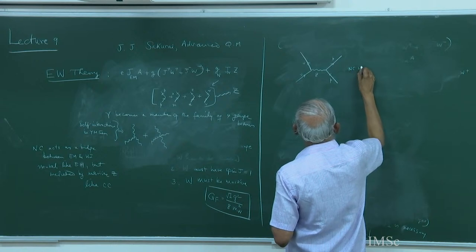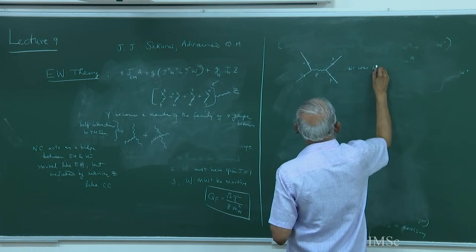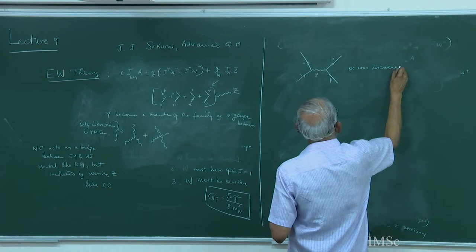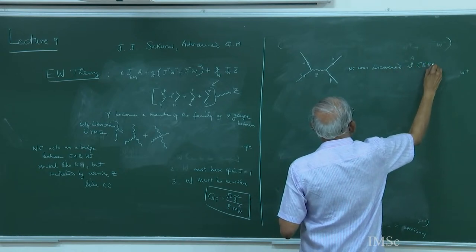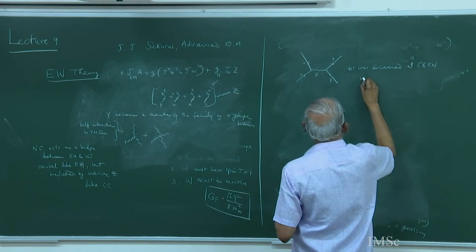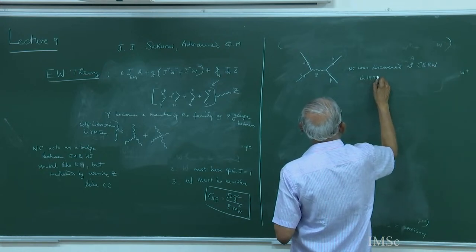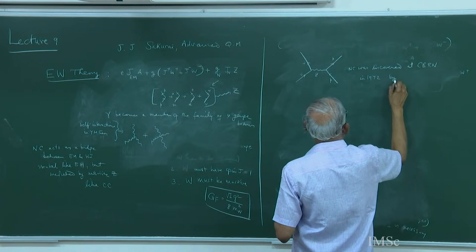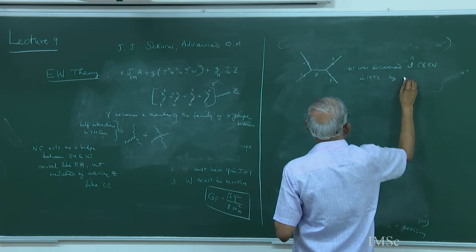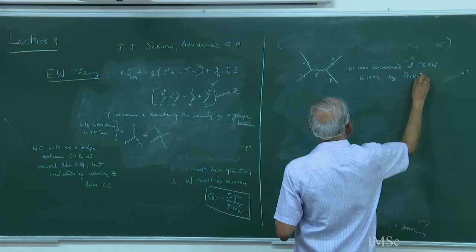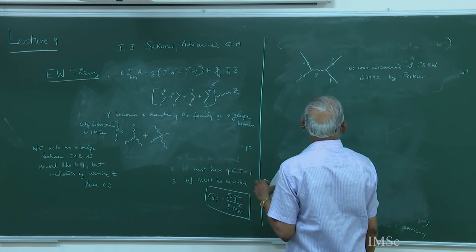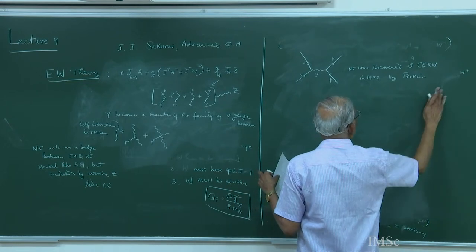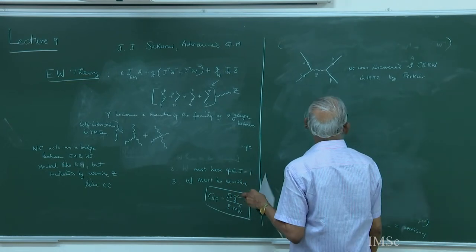NC was discovered at CERN in the year 1972 by, what is the name, Perkins and others. This was an important discovery, but unfortunately, the Nobel Prize was not given for this. This is again a mistake of the Nobel Committee, I would say.